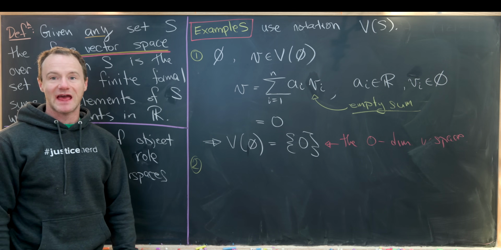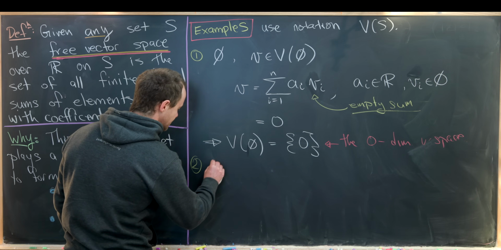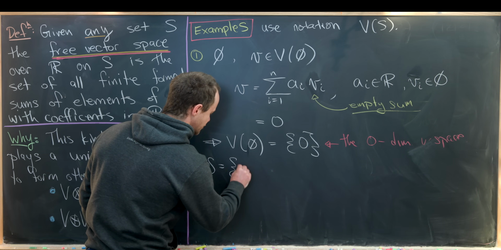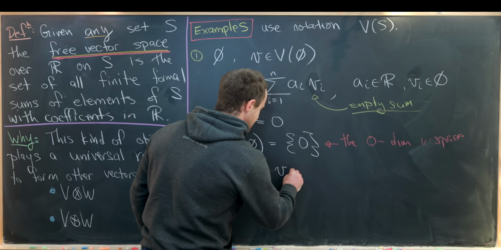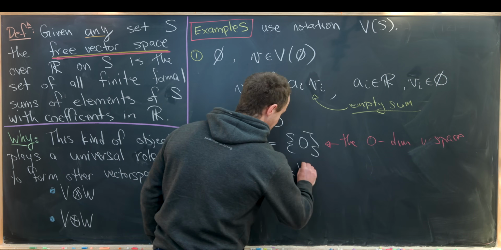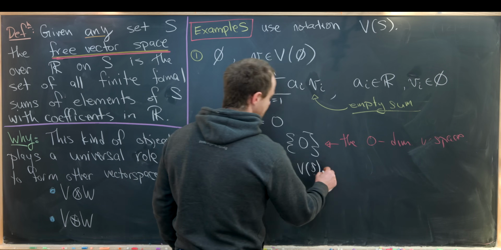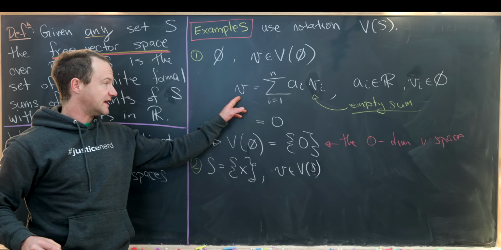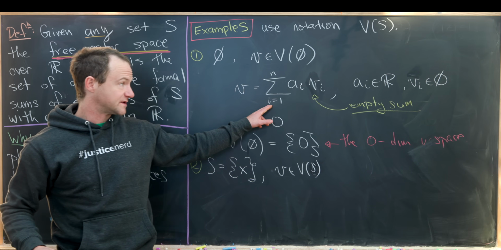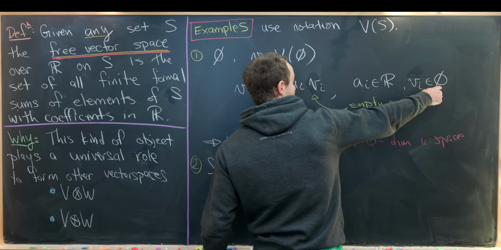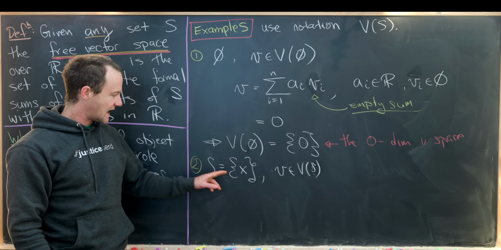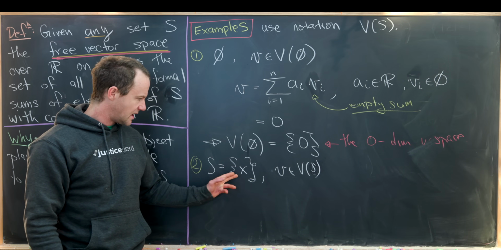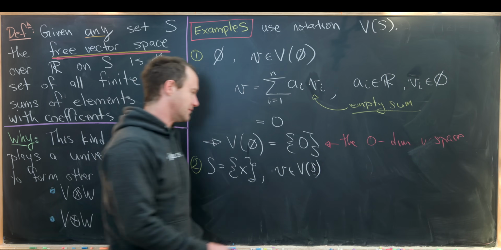So let's maybe move up one. And we could say, well, what happens if instead of having the empty set, we have a singleton? So let's say S is maybe just made up of a single element x. Well, that means that if we take v in V(S), then like we have here, v is going to be a finite formal sum of elements in S. So here the v_i will be in S. But if v_i is in S, then it can only be equal to one element.